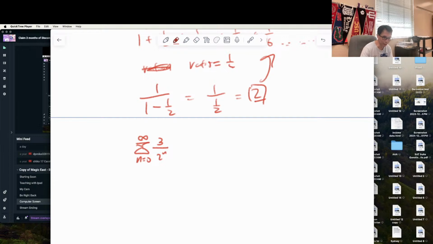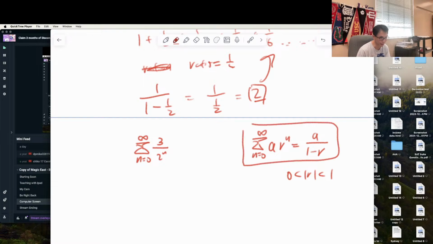I'm sorry, I forgot to write down this formula for you just in case. We already sort of did, but summation n equal to 0 to infinity of a r to the n. It has to start with 0 and it's always equal to a over 1 minus r. And it converges only if r is not equal to 0, but between 0 and 1. So you have to make sure of this, then we can use that.